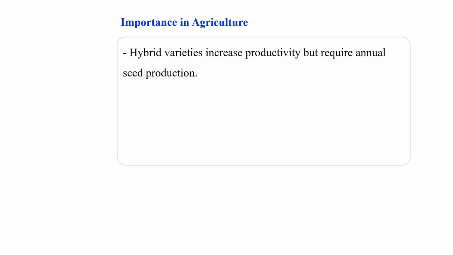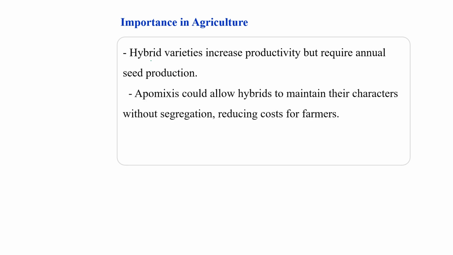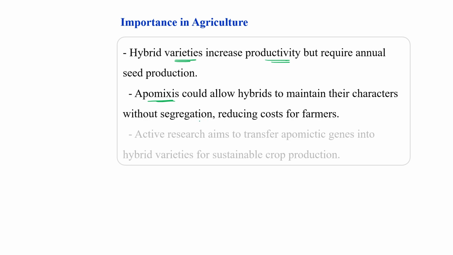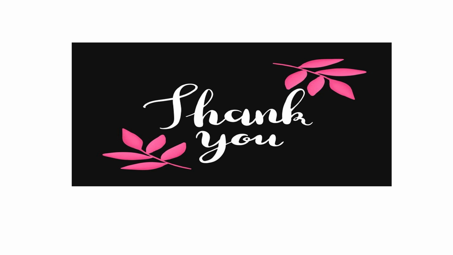What is the importance of this type of embryo in agriculture? If we develop a kind of hybrid variety, it will increase productivity but require annual seed production. Apomixis could allow hybrids to maintain their characteristics without segregation, and it reduces the cost for farmers. Some active research is also going on in this particular topic, to transfer the apomictic gene into hybrid varieties for sustainable crop production. Okay, so these are some points related to today's video lecture.